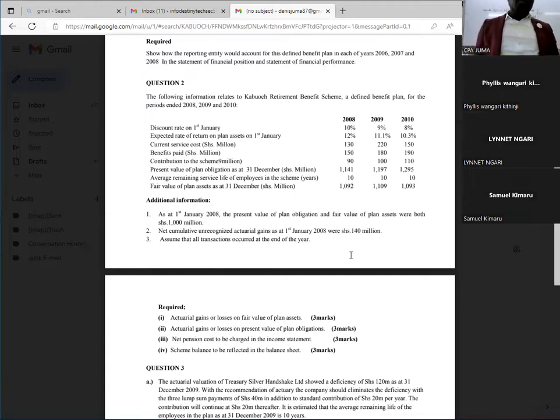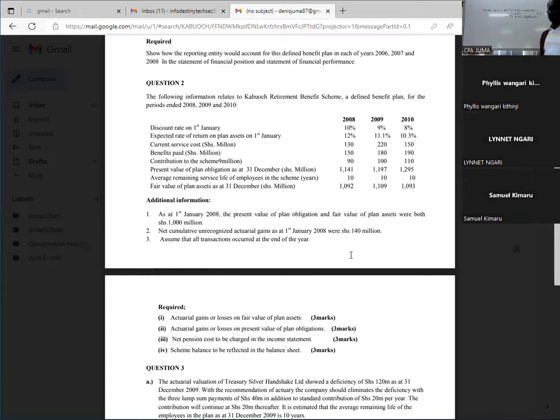Required: actuarial gain or loss on fair value of the plan assets. That is our usual one. Then actuarial gain or loss on present value of plan obligation, that is usual. Net pension cost. Before you go to net pension cost, there is an adjustment we do because of that corridor. Then the scheme balances. So this is the last question we are working on. Give me the answers as and if you have them.